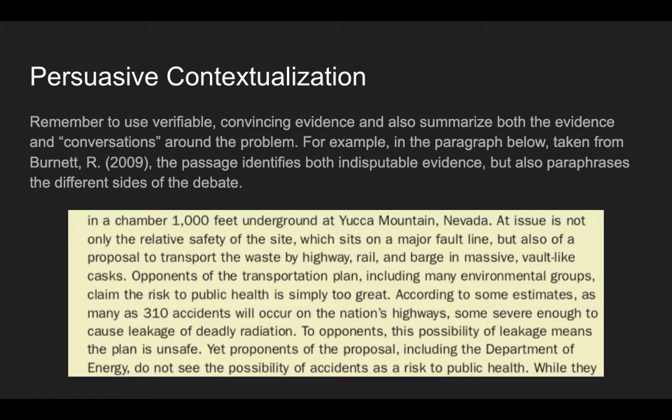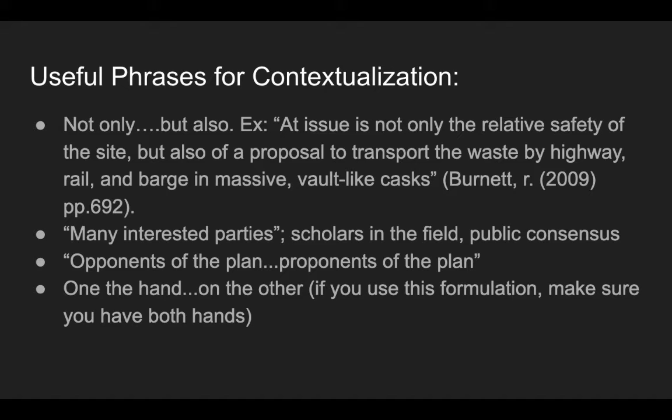So at issue is the safety of the site, which sits on the fault line, and the question over the transport. And then here, enter the debate. So on the one hand, you have opponents of the transportation plan who include environmental groups, public health, etc. And to these opponents, the possibility of leakage means the plan is unsafe. And yet, the proponents of the proposal, including the Department of Energy, do not see the possibility of accidents as a risk to public health. So you're welcome to borrow these sorts of phrases for contextualization.